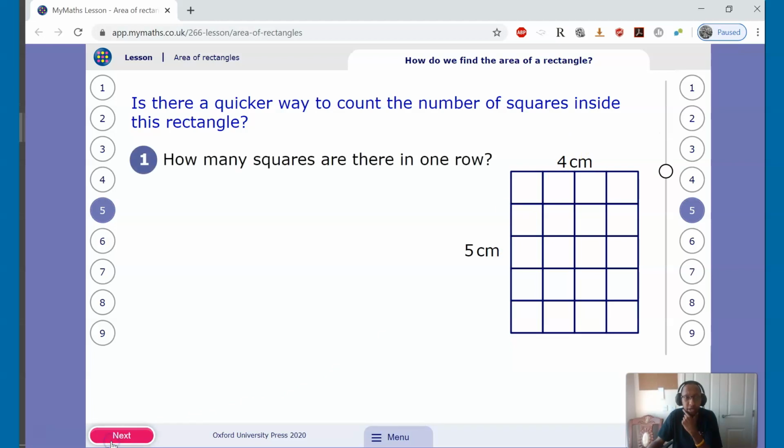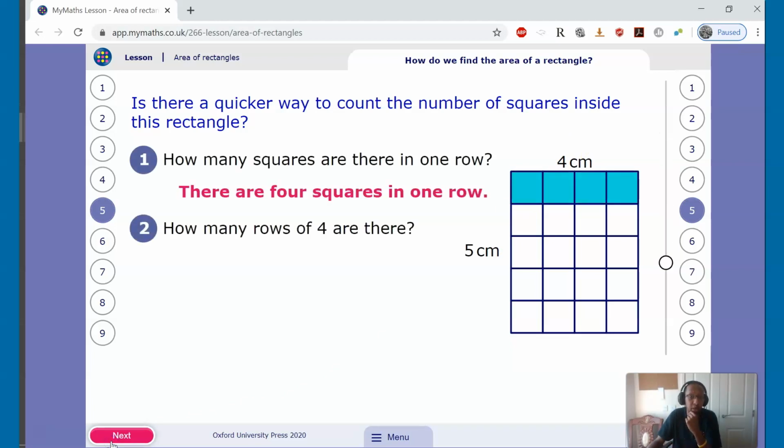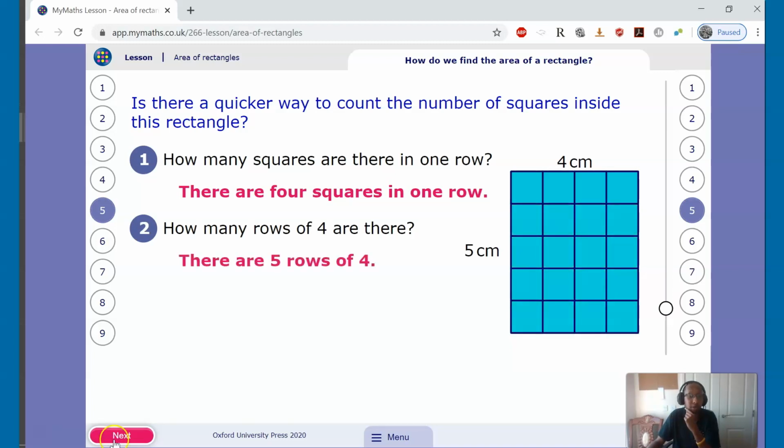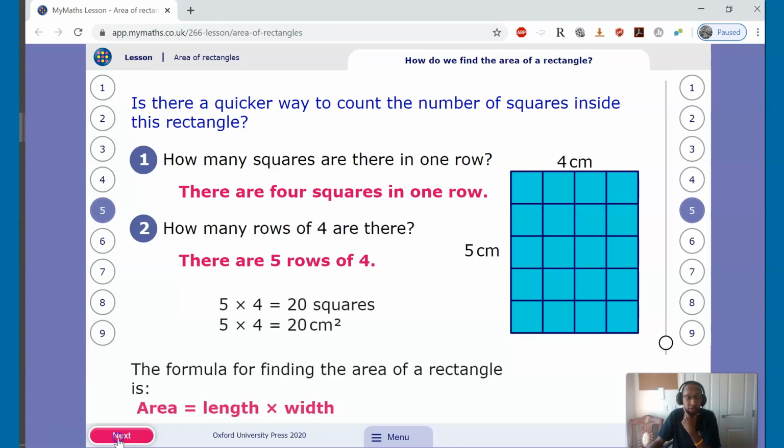So let's move on. How many squares are there in each row? We said there was 4 squares. How many rows of 4s are there? Well, there's 5 rows. And we could just multiply 5 times 4 to give us 20 squares. And the formula for finding the area of a rectangle is length times width. So the length multiplied by the width.